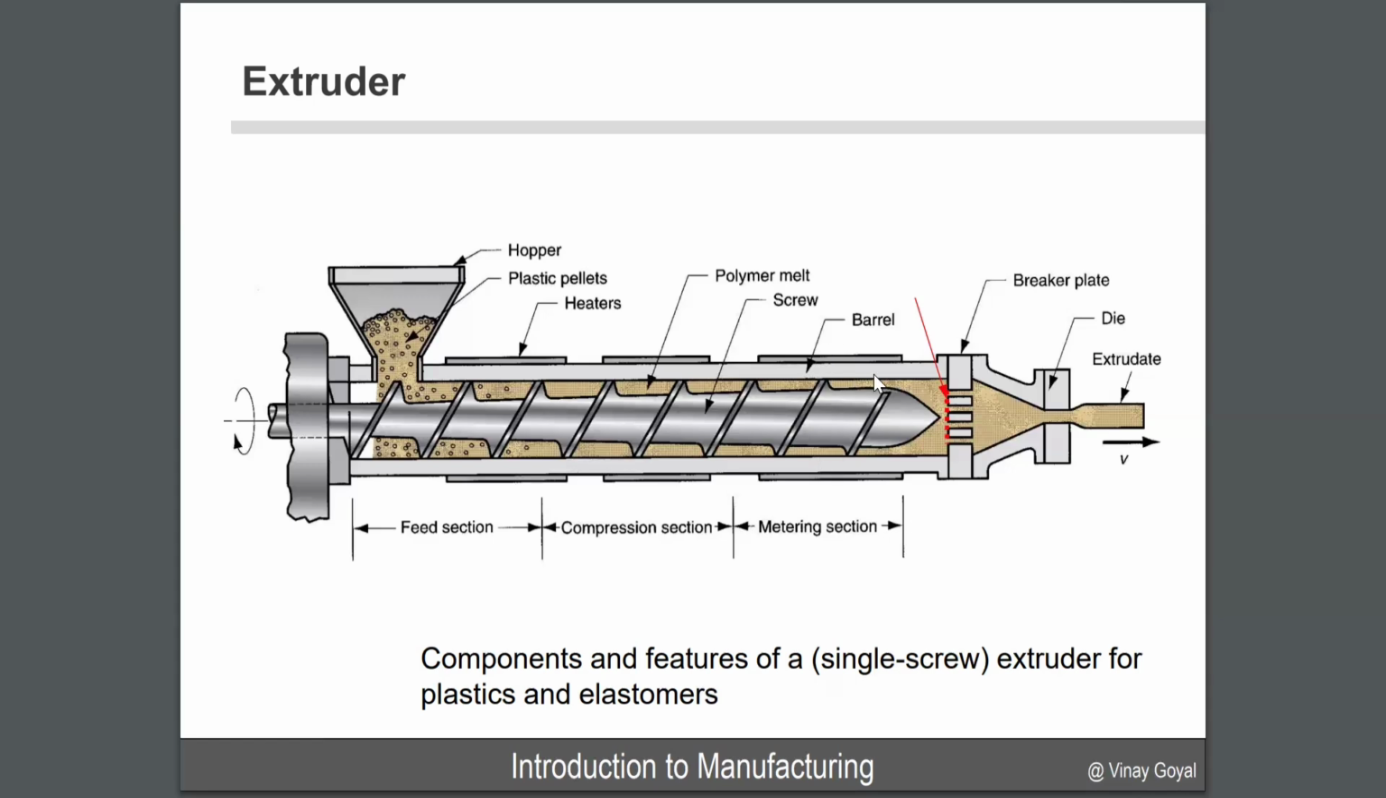The material now will get pushed through here. The purpose of this section is to break apart the material a little bit further so that it's easier to go through this next section. We call this the breaker plate, which is why I say break apart. Then the material goes here and gets extruded at some velocity. There's a typical velocity associated with that.